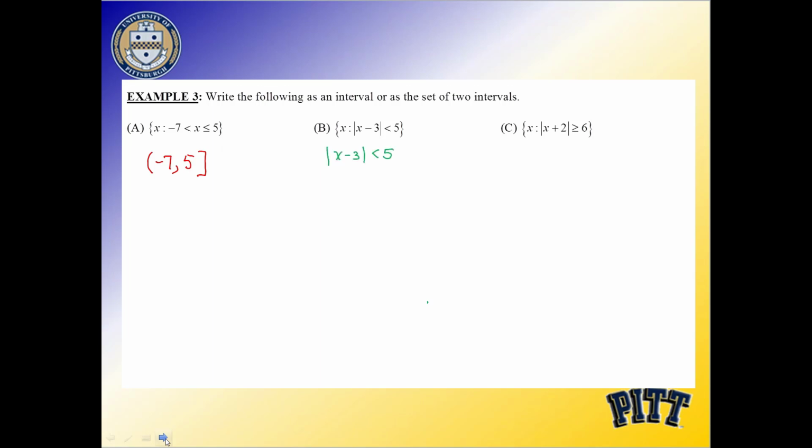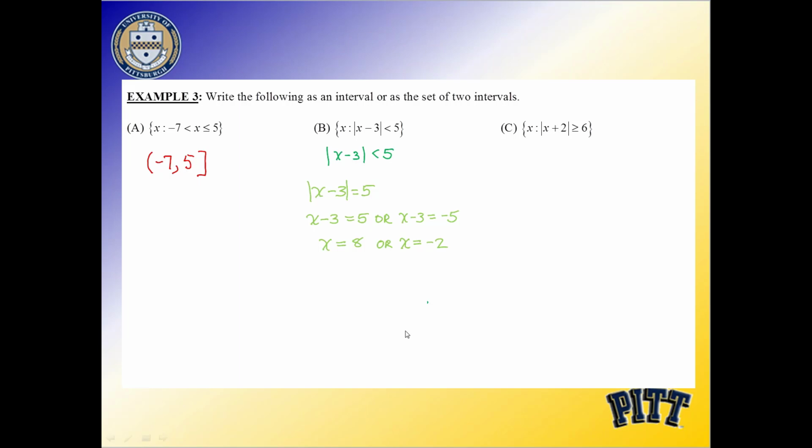B, I have to solve this inequality. I'm going to come up with a similar equation, get rid of the inequality symbol, and solve that equation. When I solve the equation, do all the steps, clear the absolute value, add 3 to both sides, I get x equaling 8 or x equaling -2.